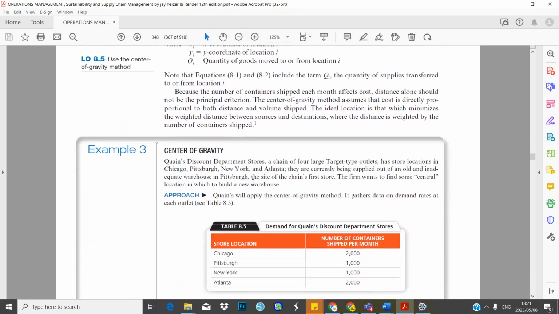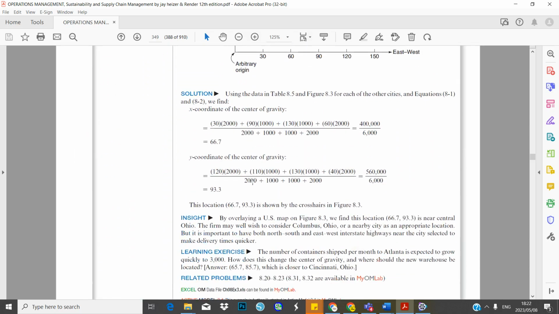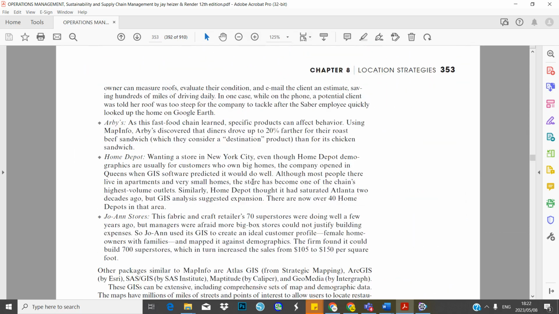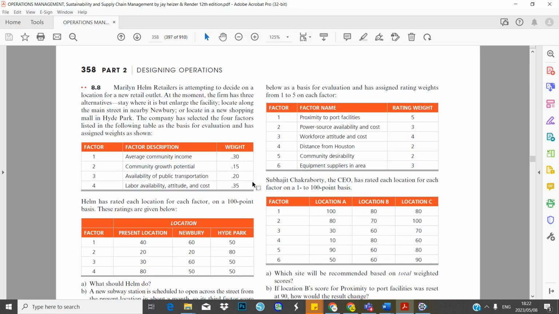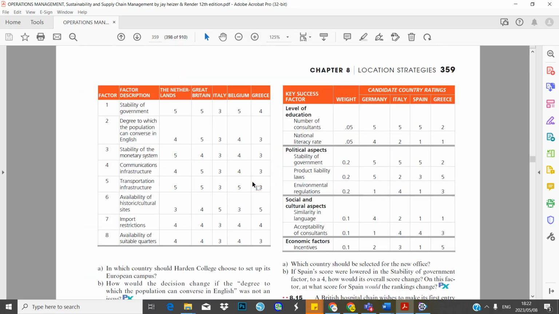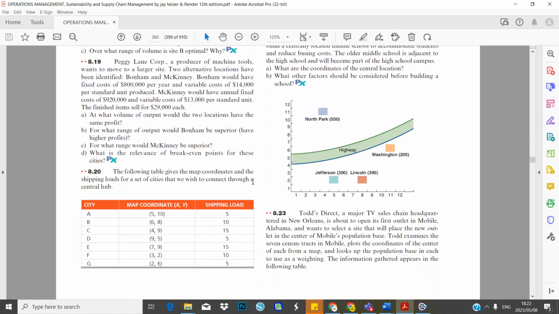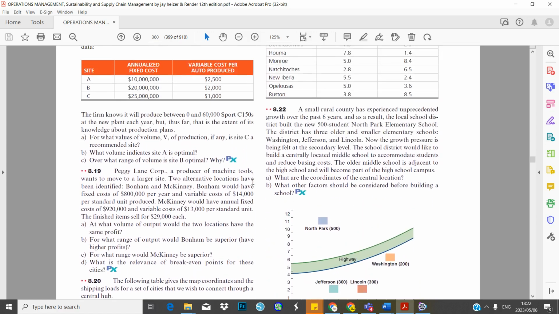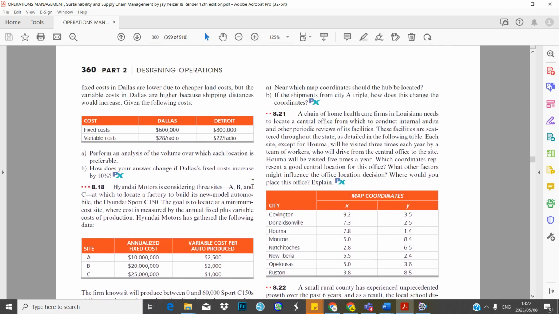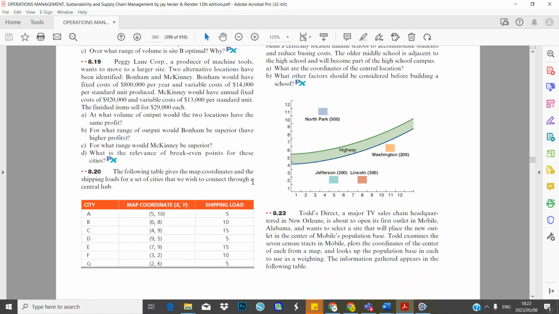Now we're going to take a basic example in the textbook. Okay, we will look at 8.20. So 8.20 says the following table will give a map coordinate and a shipping load for a set of cities that we wish to connect through a central hub.